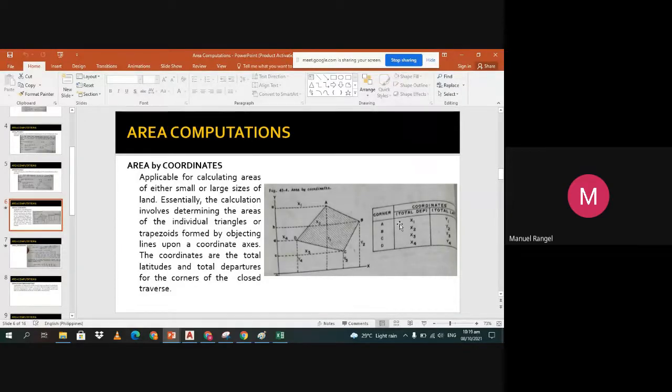So I just got the total departure, for example point A. What is the departure from point A, from this reference line X and Y? Always look for the value of X and the value of Y. So that is the total departure for each point, no? So you compute their total departure and latitude for the coordinate method.